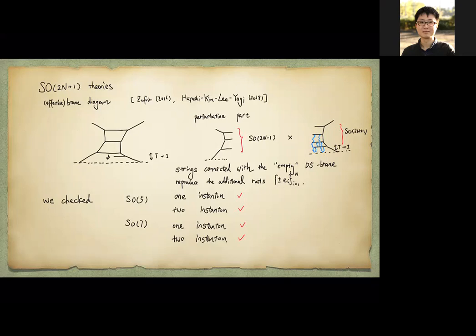Probably that means we can have some different kind of brane diagram for SO7.